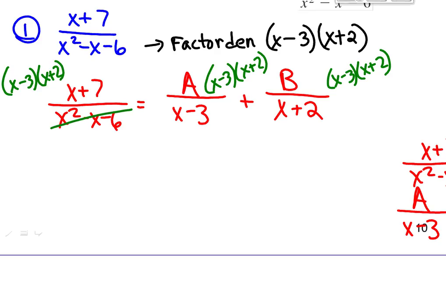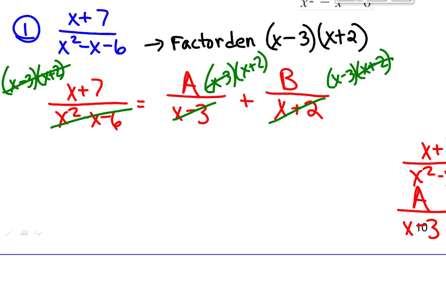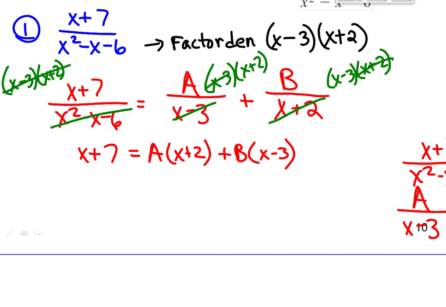That whole denominator on the left cancels, so I'm going to end up with x plus 7 over there. Here the x minus 3's cancel, here the x plus 2's cancel, and what is left is x plus 7 equals a times (x plus 2), plus b times (x minus 3). So that's what I have, and now I'm going to put a little box around that.